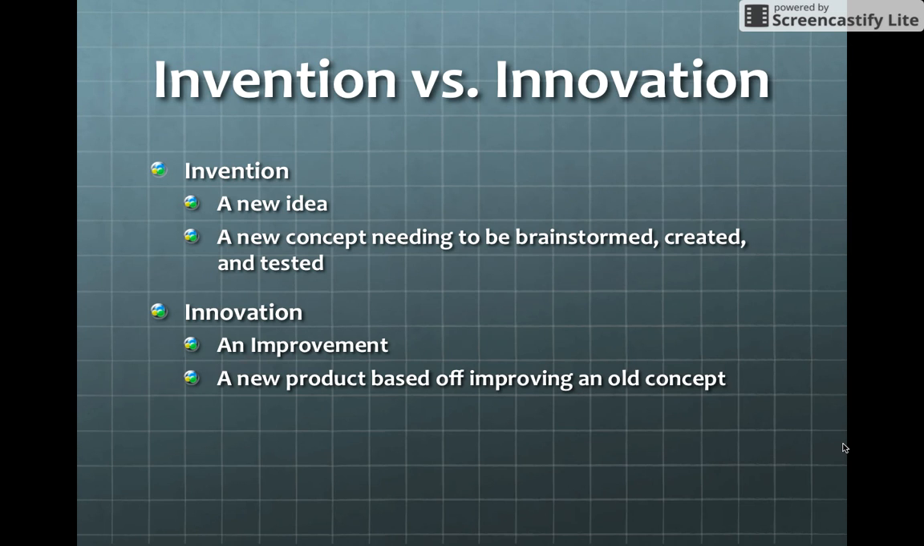It's a new product based off improving an old concept. So the iPhone 8, the iPhone 10, those are innovations. The cell phone has already been created. Way back when, that was an invention, the very first cell phone. Now we've gone through innovations of creating the flip phone, creating our smartphones, creating all of these different versions of our smartphones. Those are all innovations because they're just improvements upon the original cell phone.